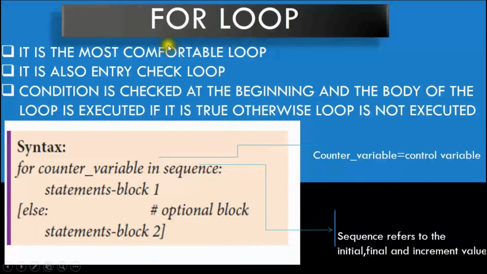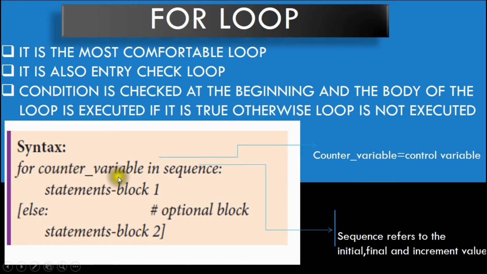And the for loop. It is the most comfortable loop. It is also called an entry check loop. Here, the condition is checked at the beginning and the body of the loop is executed if it is true. Otherwise, the loop is not executed. Syntax: for counter variable in sequence, colon, statement block 1, else, statement block 2. Here the else part is an optional block. You may or may not use it in your Python program.